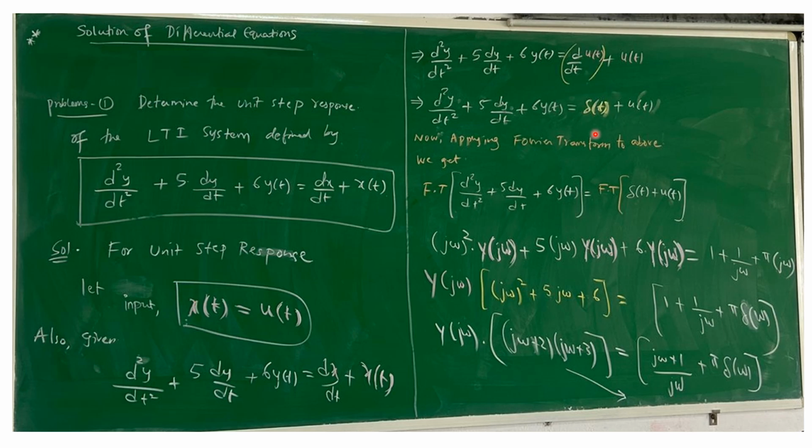Differentiation of u of t is delta of t, and in this case x of t is u of t, as it is. Differentiation of u of t is delta of t as the impulse, and Fourier transform is applied to the expression on both sides. We get Fourier transform of d square y by dt square plus Fourier transform of 5 into dy by dt plus 6 into y of t, and Fourier transform of delta of t plus u of t.